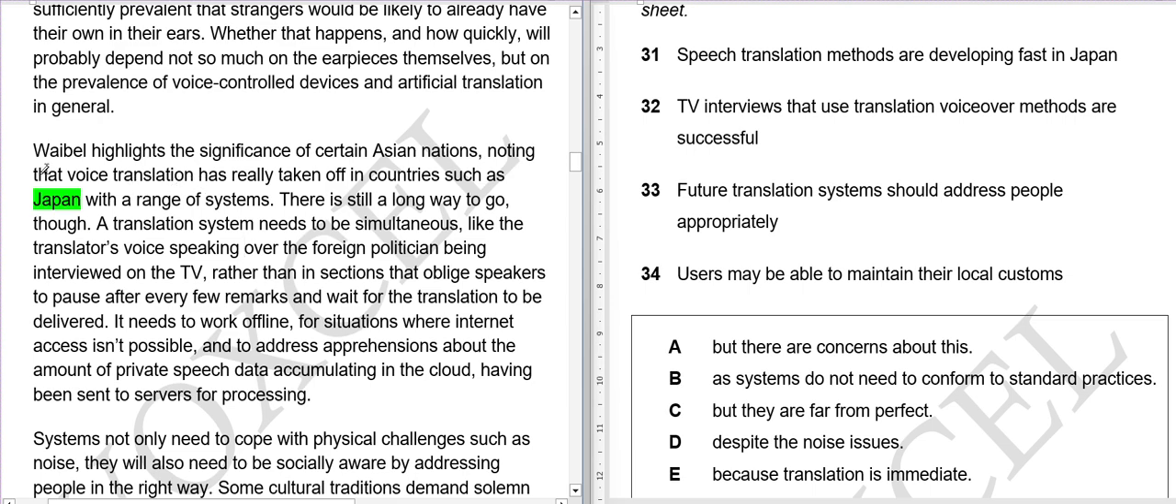So Weber highlights the significance of certain Asian nations, including the voice translation, has taken off in countries such as Japan with a range of systems. There is still a long way to go, though. A translator system needs to be simultaneous, like the translator's voice speaking over the foreign politician being interviewed on the TV, rather than in the sections that oblige speakers to pause after every few remarks and wait for the translation to be delivered. It needs to work offline for situations where internet access isn't possible, and to address apprehensions about the amount of private speech data accumulating in the cloud, having been sent to servers for processing.